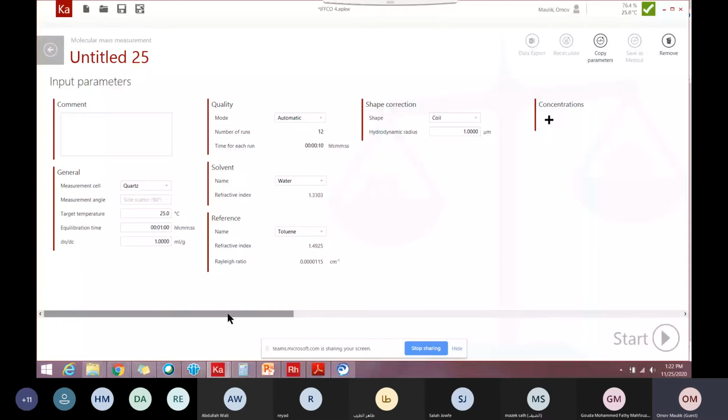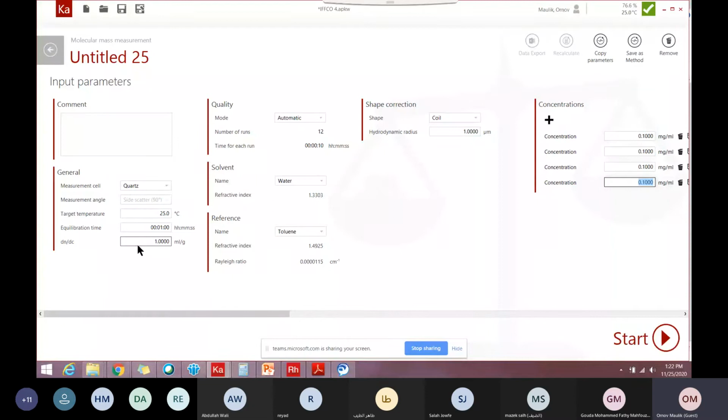So here you can see that you require different concentrations. Maybe 3 or 4 concentrations is good enough. And then you also require water and toluene as a reference material. Most of the measurements are to be performed in a quartz cuvette, so a disposable cuvette doesn't work. One of the important parameters that you require in this case is dN/dC, that is the change in refractive index with respect to the concentration.